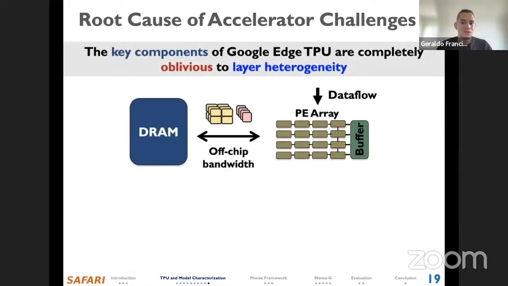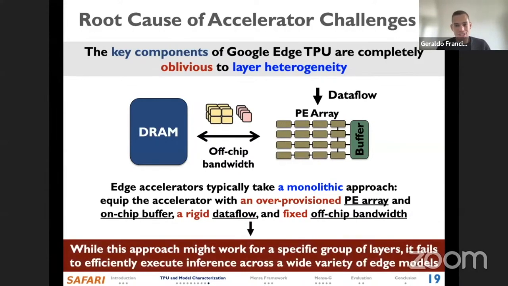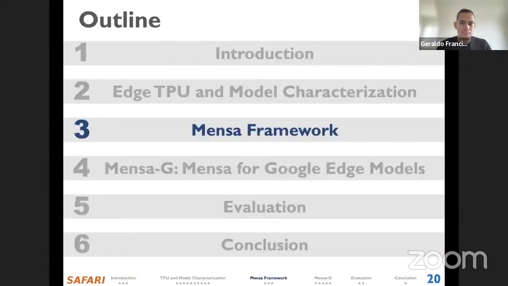So the main conclusion from our analysis is that the key components of the Edge TPU are oblivious to the layer heterogeneities of different neural network models, and even within a single neural network model. The monolithic design approach of the Edge TPU leads to inefficiency and resource underutilization, since the accelerator design over-provisions the size of the processing element arrays and the on-chip buffers, while assuming rigid dataflows and fixed off-chip memory bandwidth. This all leads to the three accelerator challenges related to performance, energy, and memory we identify in our analysis of the Edge TPU accelerator. Next, I will describe a proposal to cope with such issues, which is our Mensa framework.